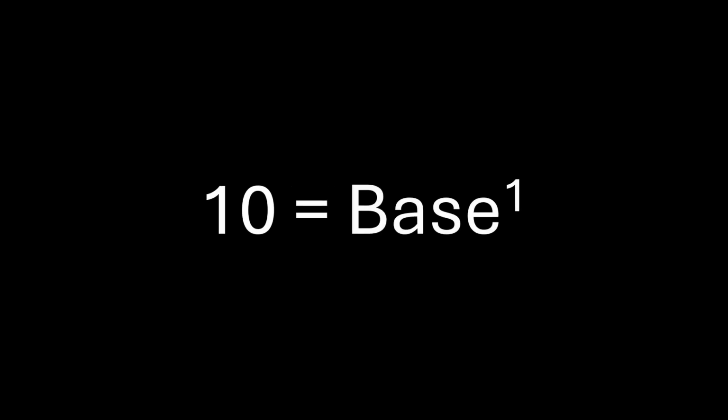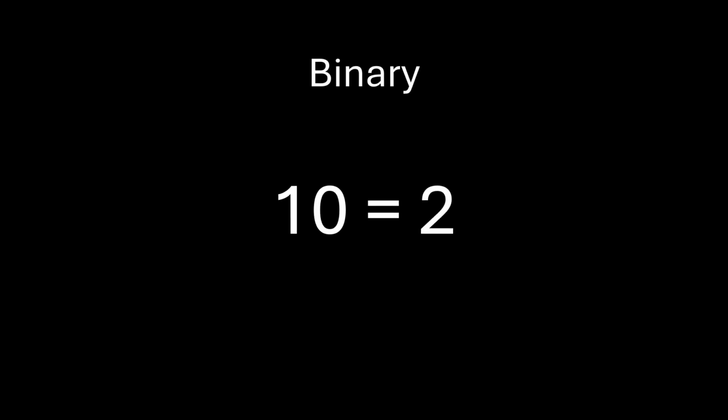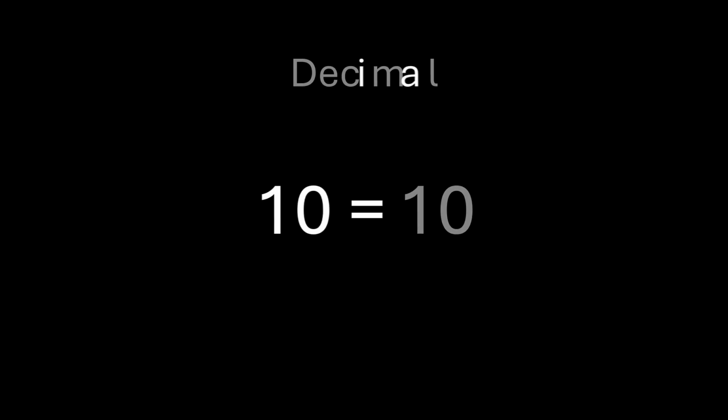Each digit in our number system is equivalent to an exponent of its base. The further left the digit, the higher the exponential value. The value of the digits 1, 0 is equivalent to the base in every number system. In hexadecimal, 1, 0 is equivalent to 16. In binary, 1, 0 is 2. And in the decimal system, 1, 0 is, well, 10.